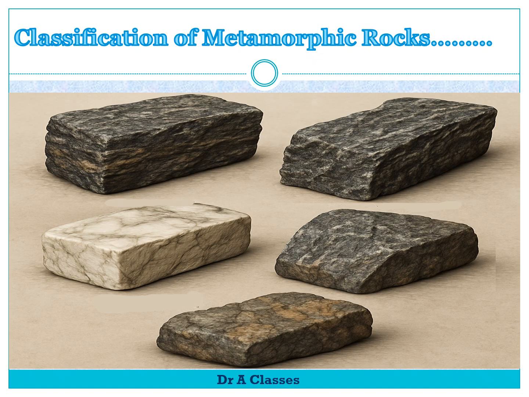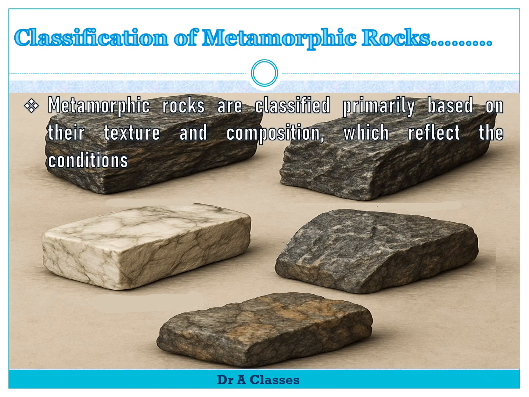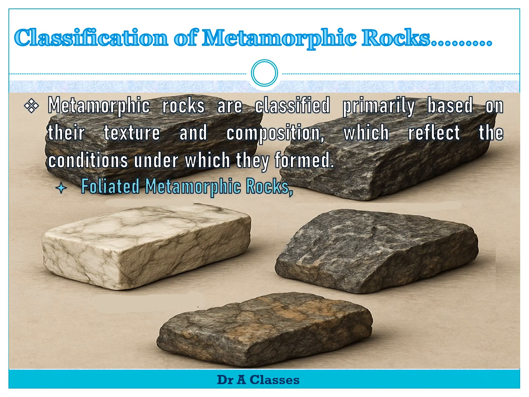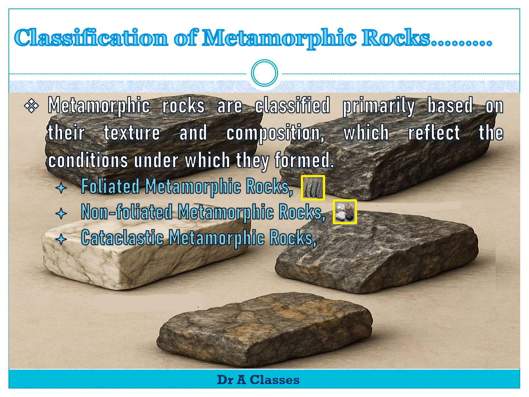Classification of metamorphic rocks. Metamorphic rocks are classified primarily based on their texture and composition, which reflect the conditions under which they are formed. These textures are influenced by temperature, pressure, deformation, and mineral composition. The main types are foliated metamorphic rocks, non-foliated metamorphic rocks, cataclastic metamorphic rocks, and impact metamorphic rocks.